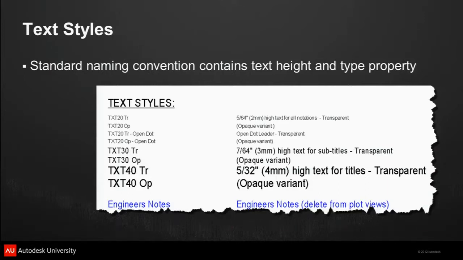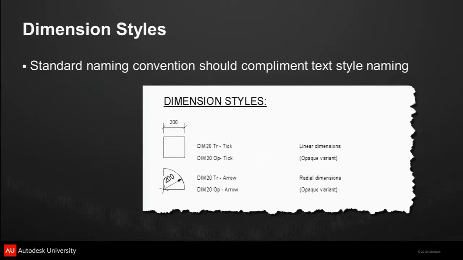This is the setup for my current office, part of the template that I've developed thus far. They were using these text standards, so I've named them transparent, opaque, open dot, anything with type properties is in the type name. Same thing with dimension styles. Keeping it consistent, name them the same. Everyone will know what they're for. Text type. Almost a direct conversion right from CAD.